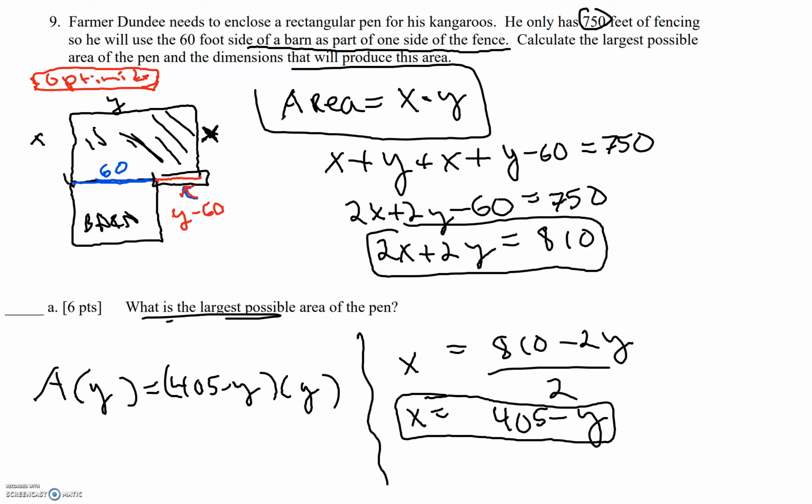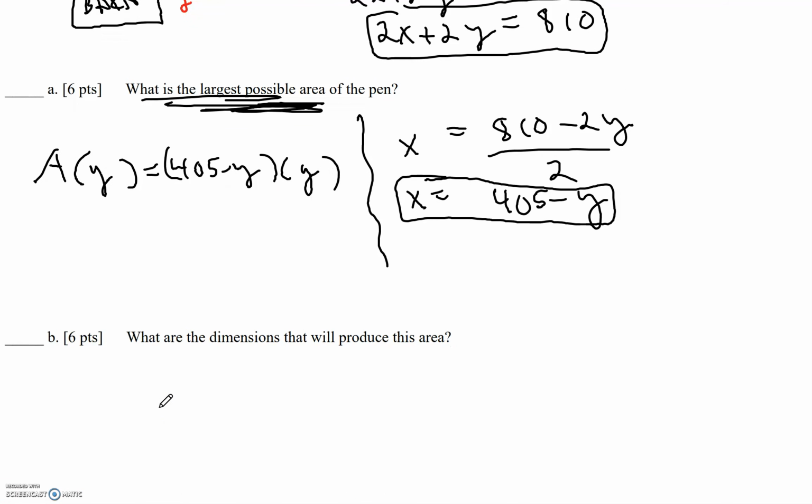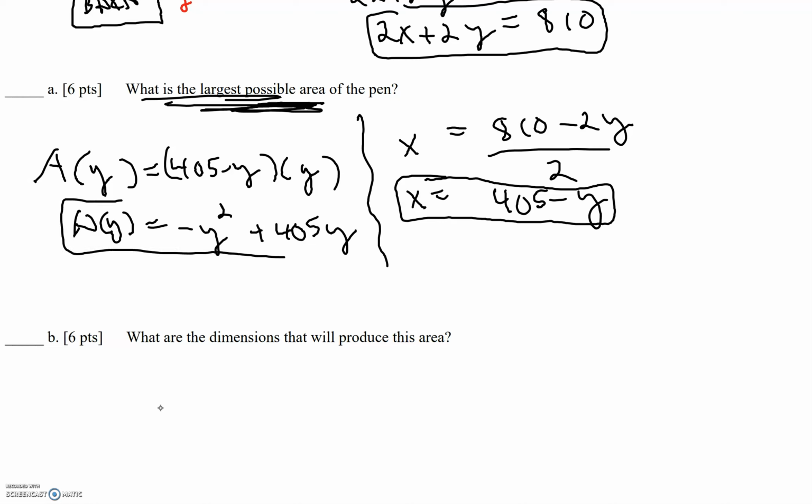And by the way, the question says what is the largest possible area, so keep that in mind. That's what I'm actually trying to do here. So 405 minus y, or let's actually do this, minus y squared plus 405y. So that is my actual quadratic that I'm going to optimize. So I need to get the vertex.